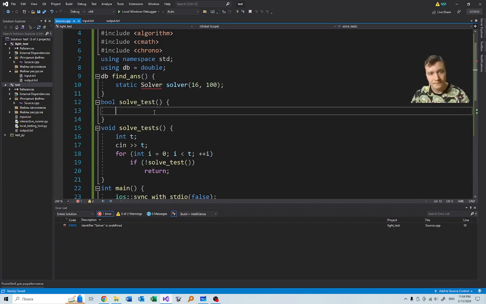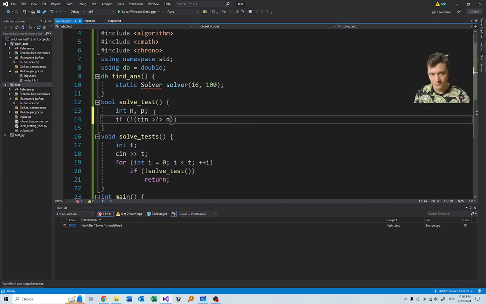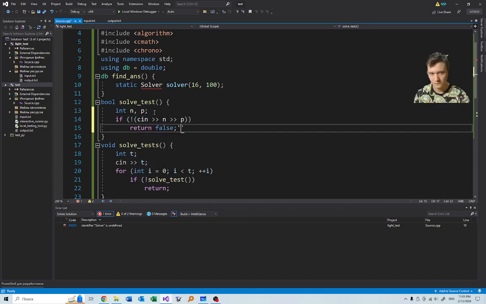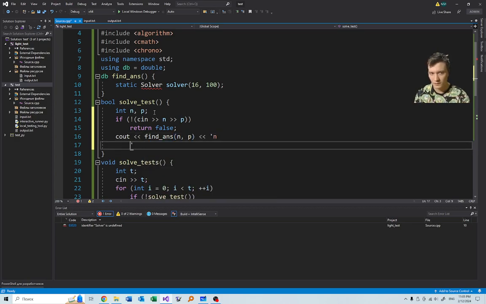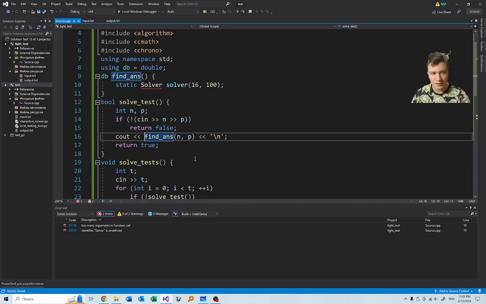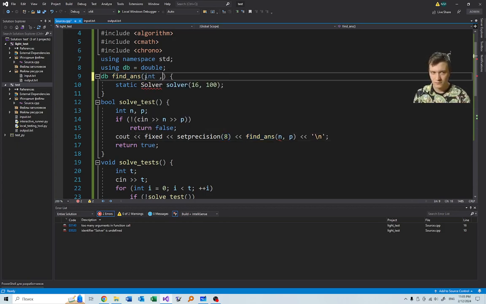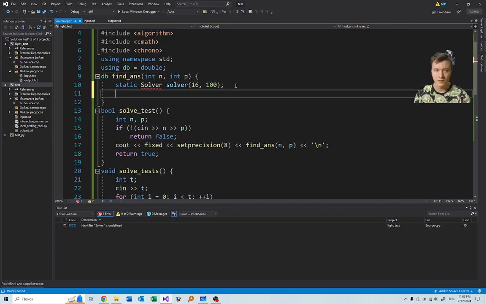What do we do here? We simply read n and p. Then we print find ans of n and p and return true. And maybe we need here to set fixed and set precision like 8. And here we return solver.solve of n and p. Okay.